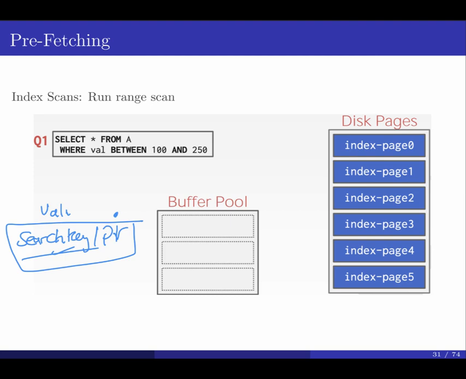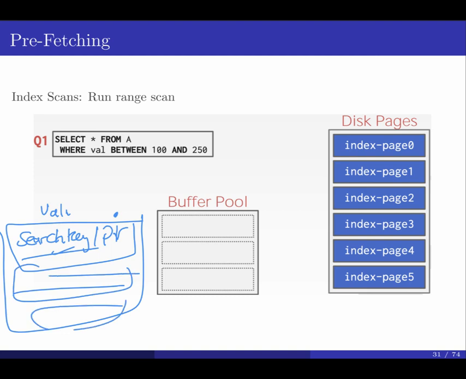Okay? And you can put this in blocks. You have multiple entries. This is the same thing that we have, so that's why we have index pages. And for this index, I'm going to show you on the next slide, the structure is going to be like a B plus tree structure. And we're going to see how you can use this index in order to answer the query: I'm looking for the values between 100 and 250 from, let's say, relation A, okay?